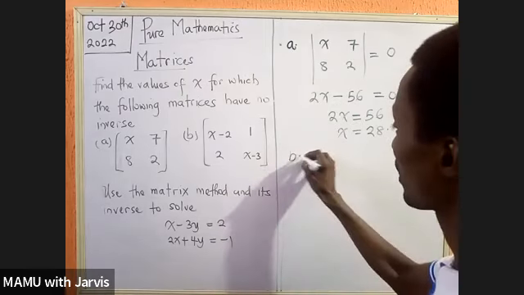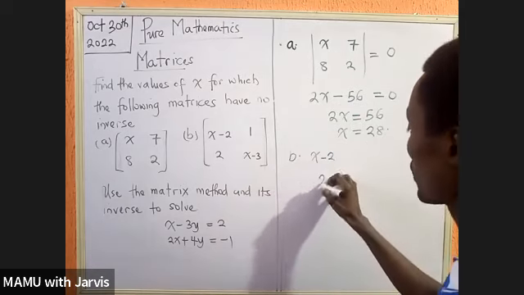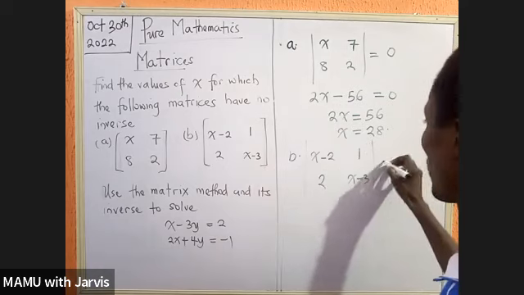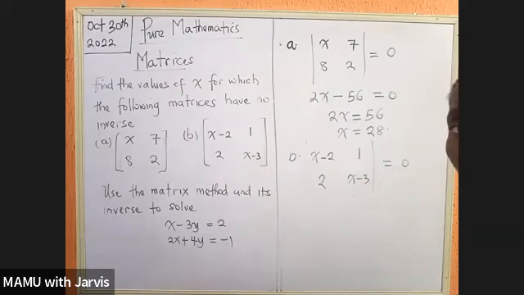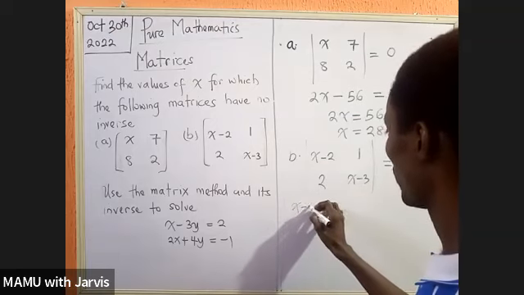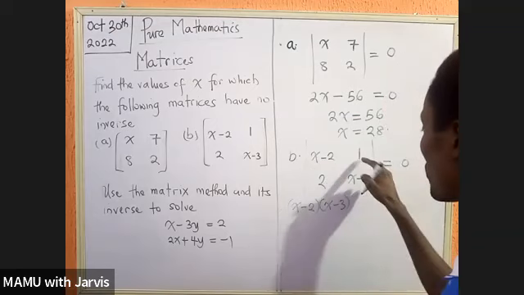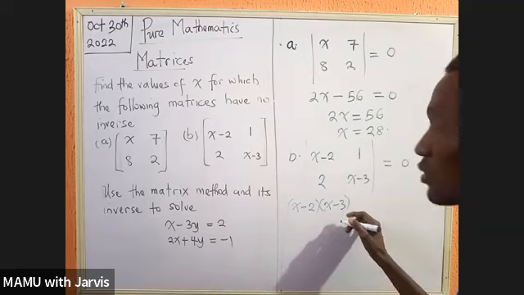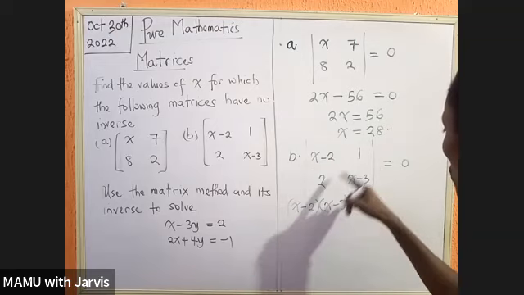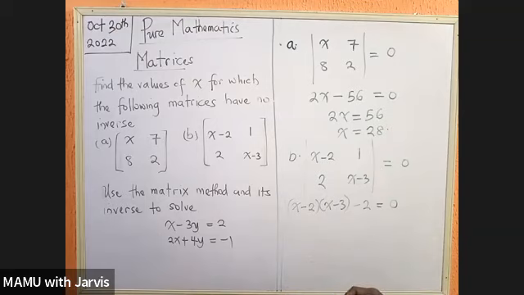Now for B, how does that go? It will be x minus 2, 2, 1, x minus 3. This invariably will be equal to 0. So how do we solve this? This times this, x minus 2 into x minus 3. 2 times 1 will give me 2, and that will be minus 2 equal to 0, because we said that the determinant will be equal to 0.